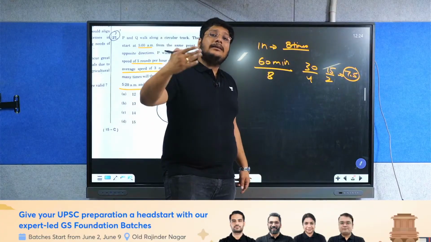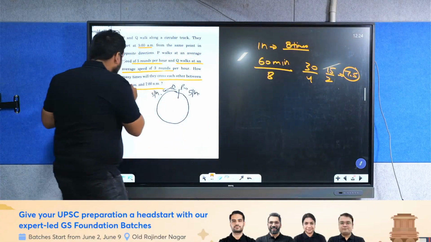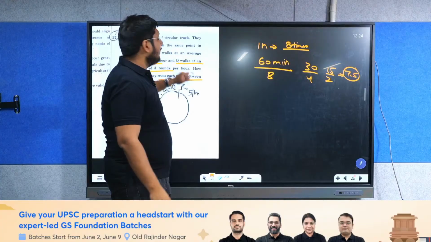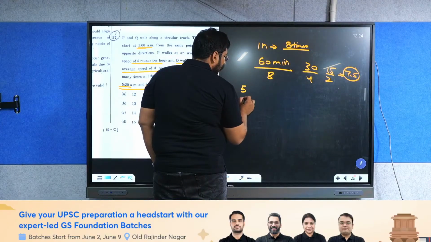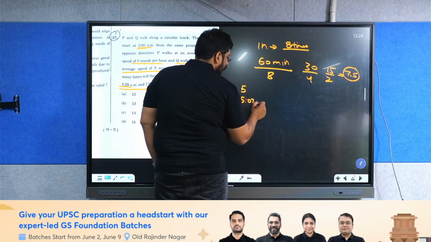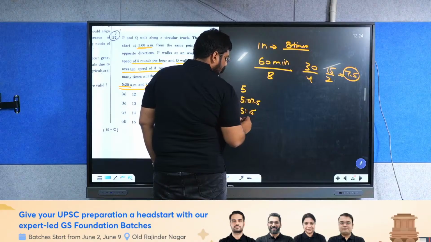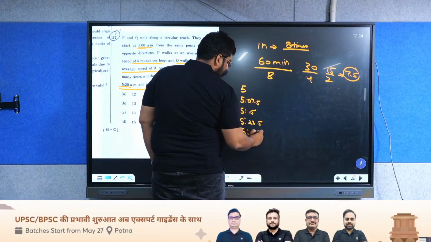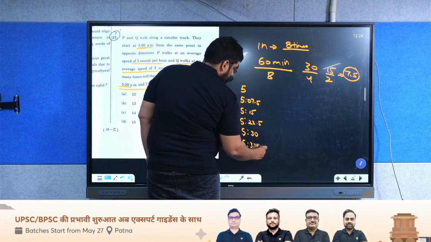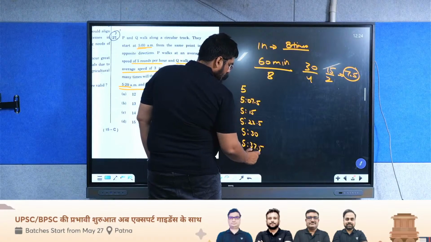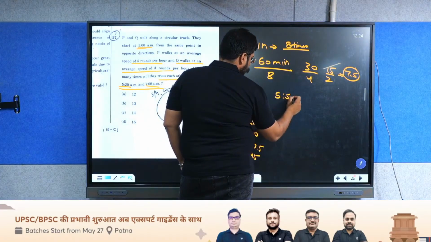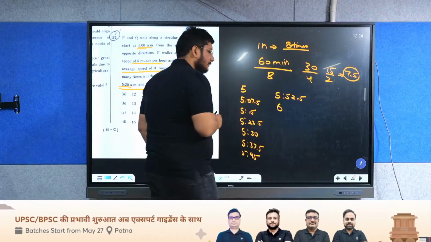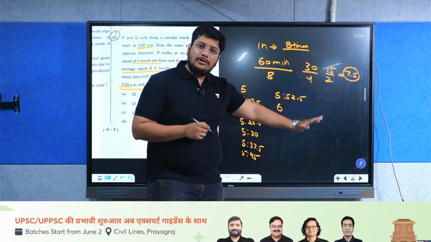Now we just need to find the number of times they will meet, from 5 to 7 a.m. They started walking together exactly at 5. So if they started at 5, they will meet at 5, 5:07.5, 5:15, 5:22.5, 5:30, 5:37.5, 5:45, 5:52.5, 6. Correct? Similarly, 6 to 7 also I'll have the same.